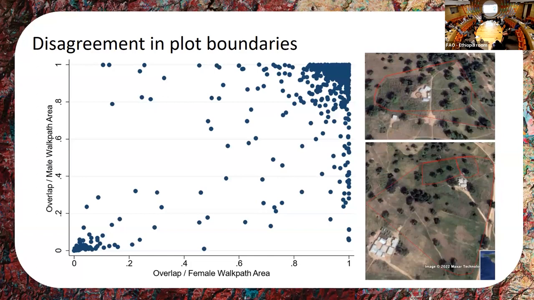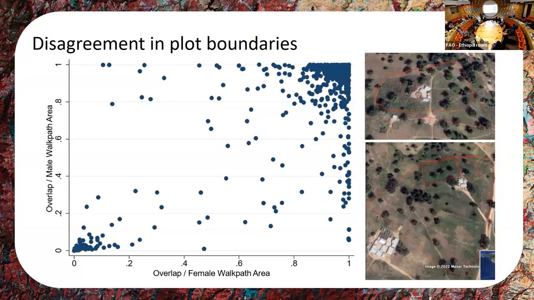Sorry, it's restricted just to plots where there is some overlap. So this bottom corner would be barely any overlap, probably just mistakes. The top right corner is 100% overlap, so they both report the same plot boundaries. Then this side is a special case, for instance, where the plot that the woman reports is completely contained within the plot the man reports, but he reports a big plot. So we have some examples.